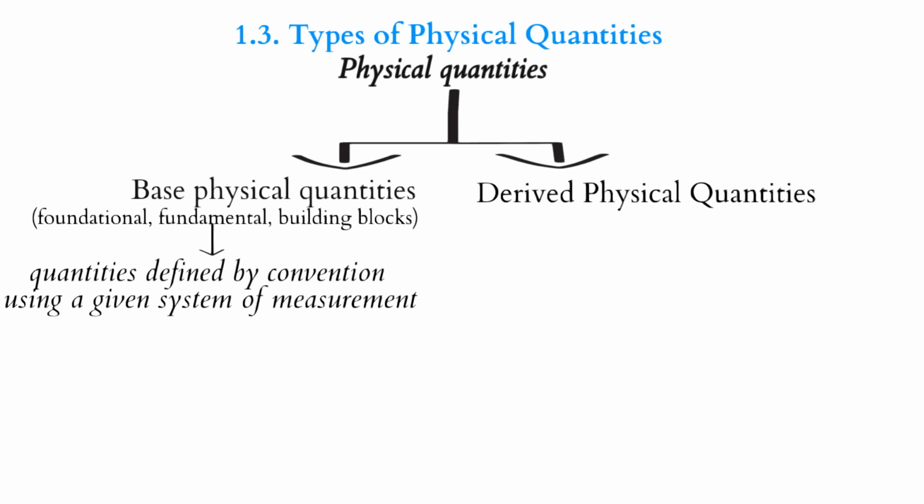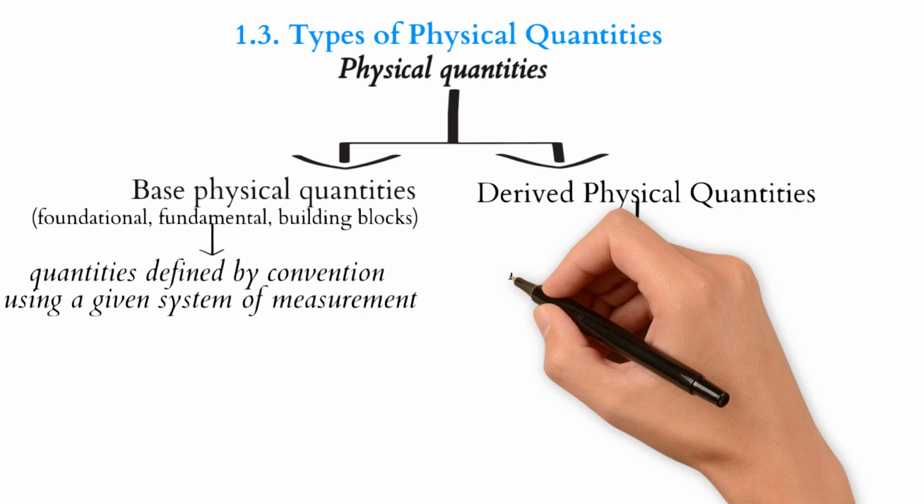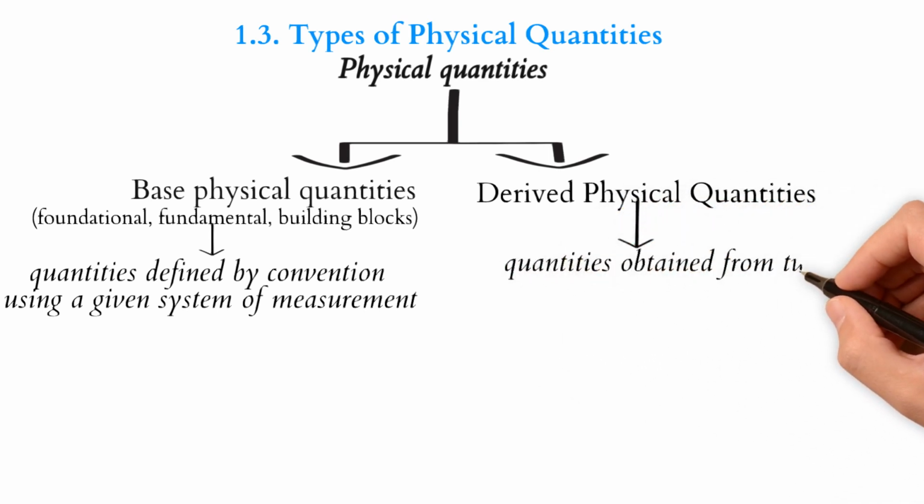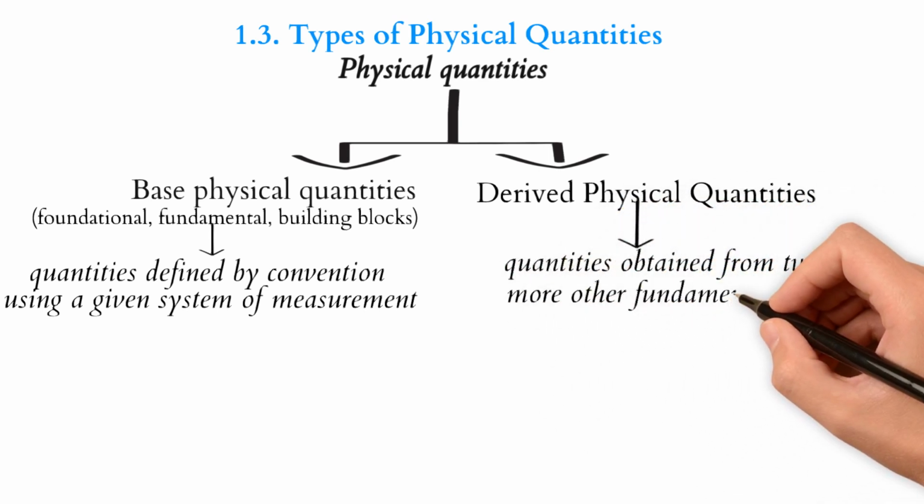These are quantities that cannot be derived from any other quantity. Derived quantities, on the other hand, are quantities which are obtained from two or more fundamental quantities.